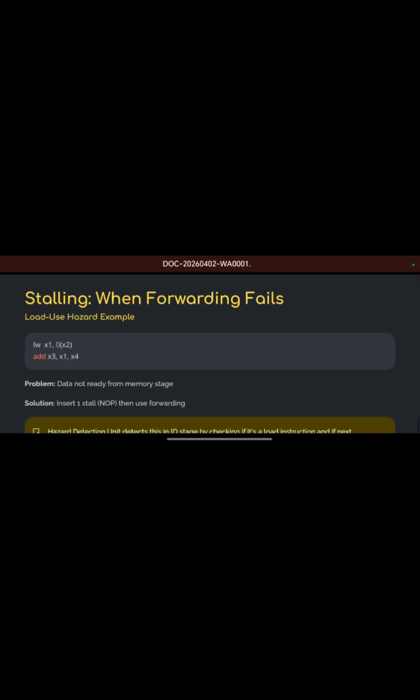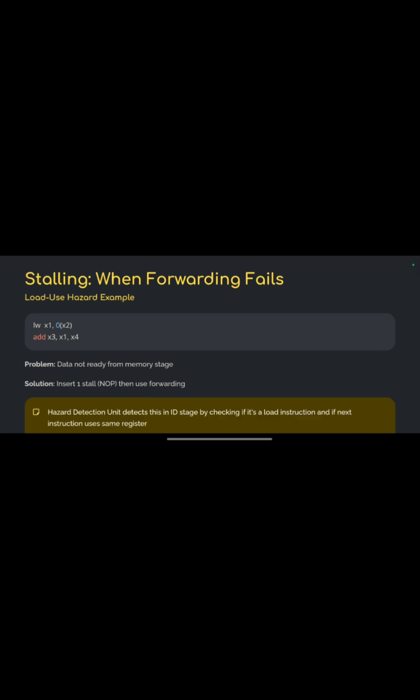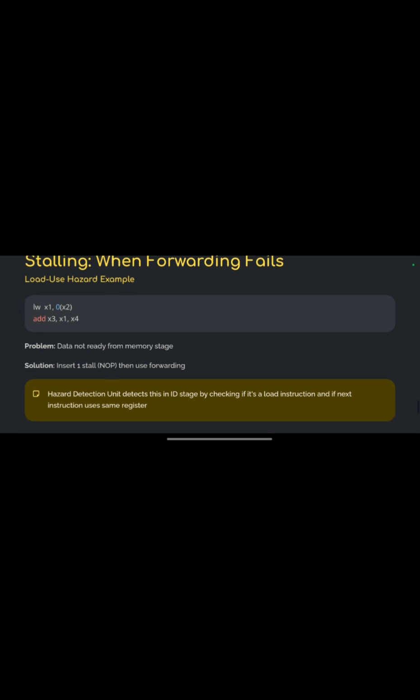We use stalling when forwarding fails. When forwarding cannot solve the problem, we use stalling. Take the example. Here we have lw x1, 0(x2). This loads the data from memory, and in instruction 2 we have add x3, x1, x4. Here it needs x1, but the data from memory is not ready immediately, so the next instruction cannot use it. To solve it, we insert one stall, or a NOP.